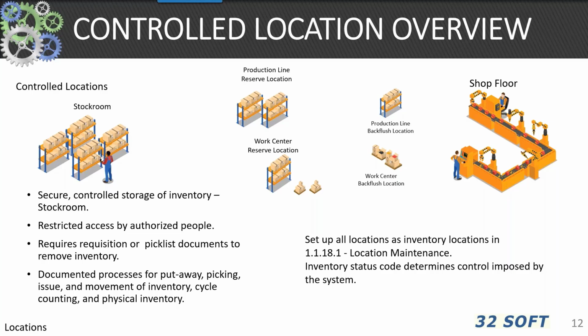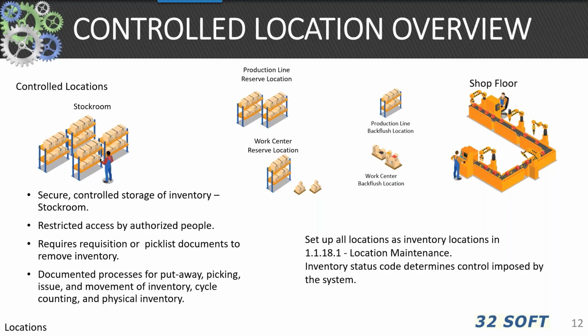A requisition or a pick list document is required to remove inventory from a controlled location, and there needs to be a documented process for put away, picking, issuing, movement, cycle counting, physical inventory. Everything you do needs a process.